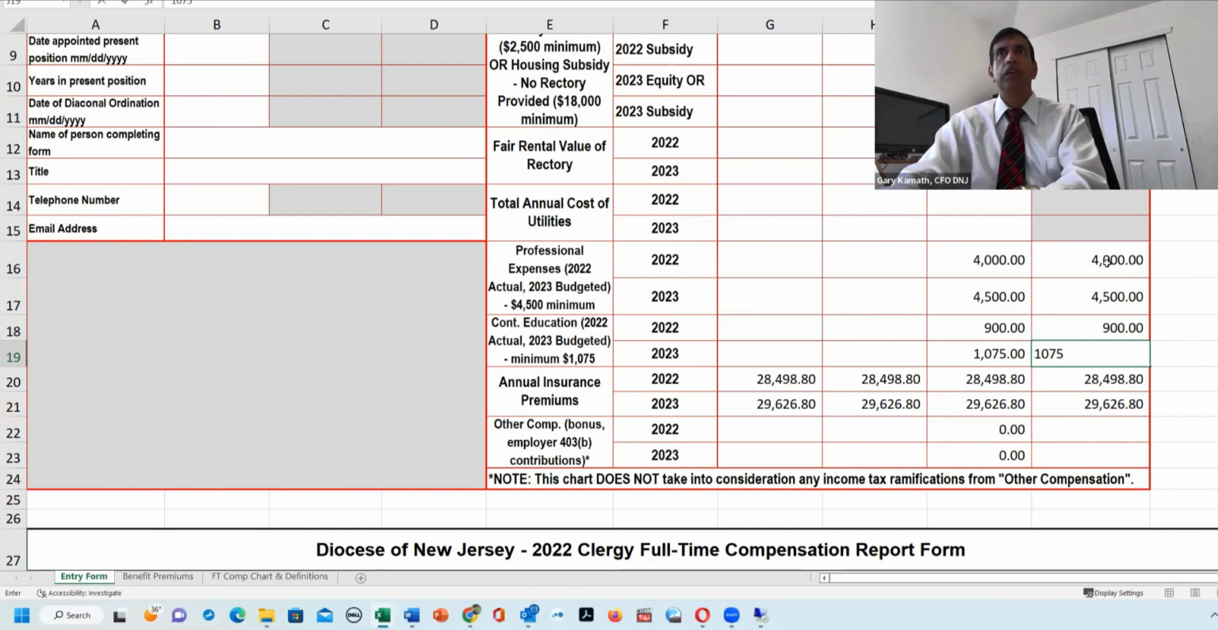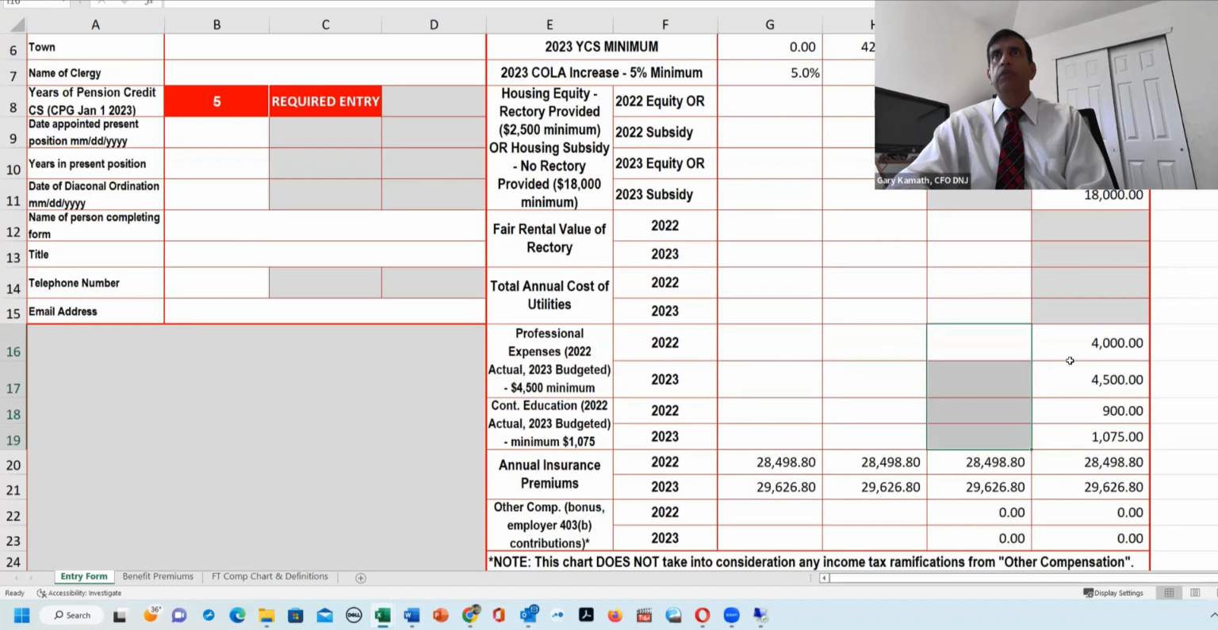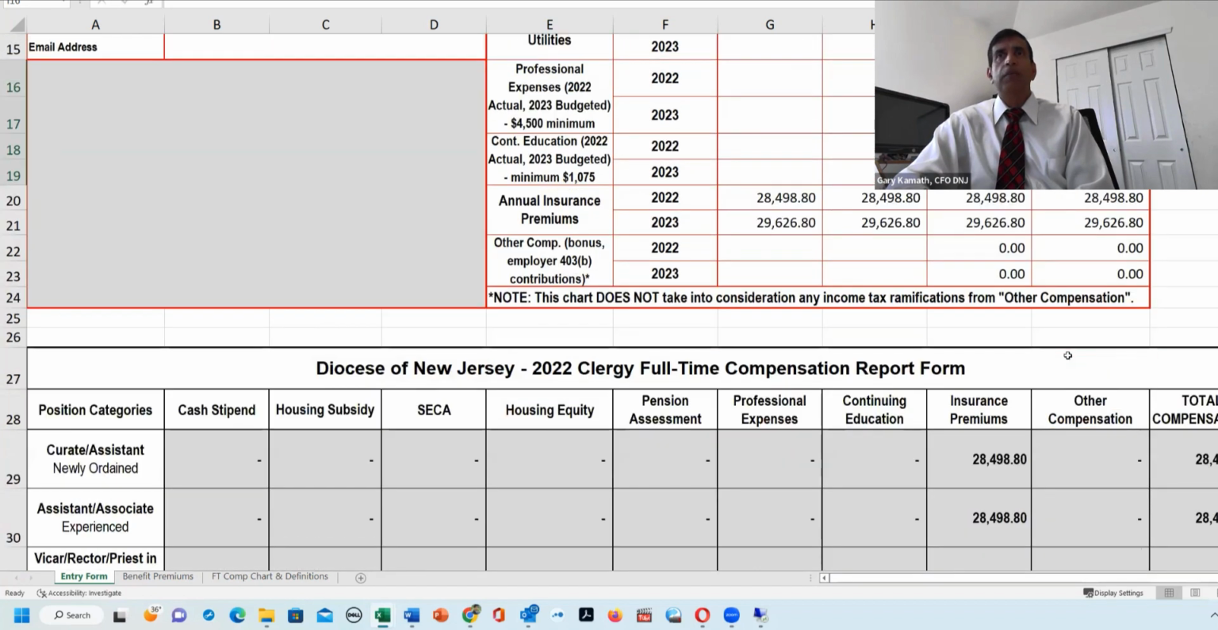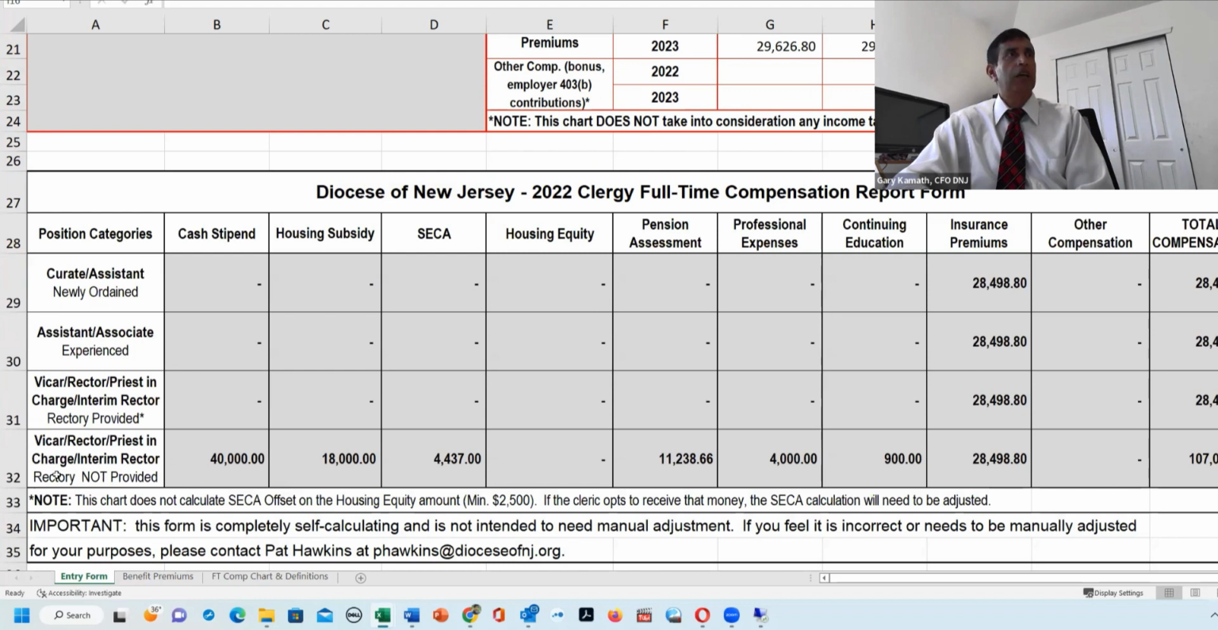That's the continuing education of 1,075, and sales for 0 here. You could have other amounts here, of course, but other than where we say what the minimum should be, that should be the minimum at least. You could have a higher amount based on your situation. So if you see that worksheet is filled out, and now on the bottom, you'll see the last line, rectory not provided. This is for 2022.